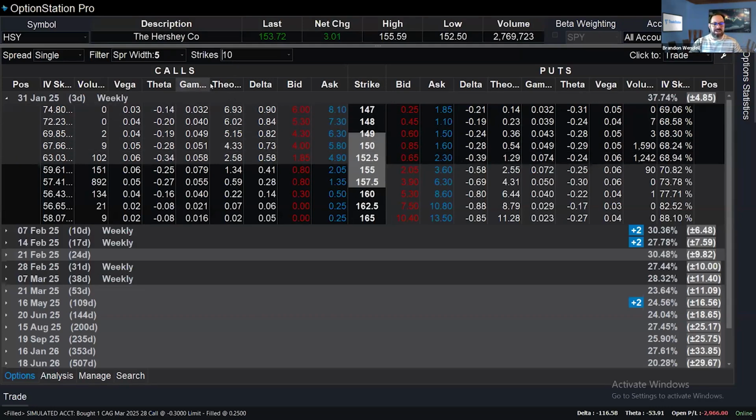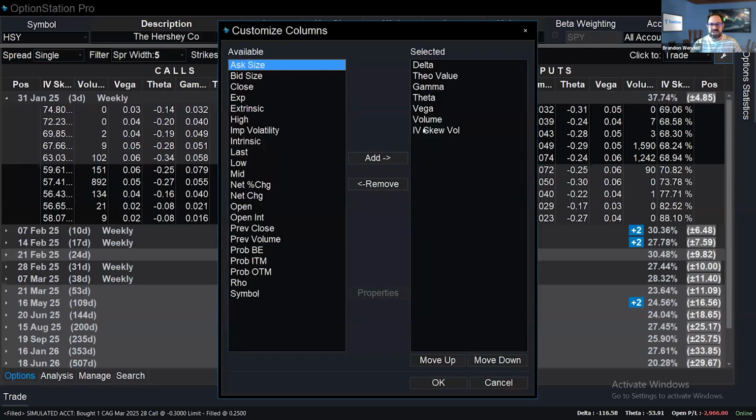The gamma, that's a function of acceleration. I want to change a few things here, so let me customize the columns. I don't need everything there right now.